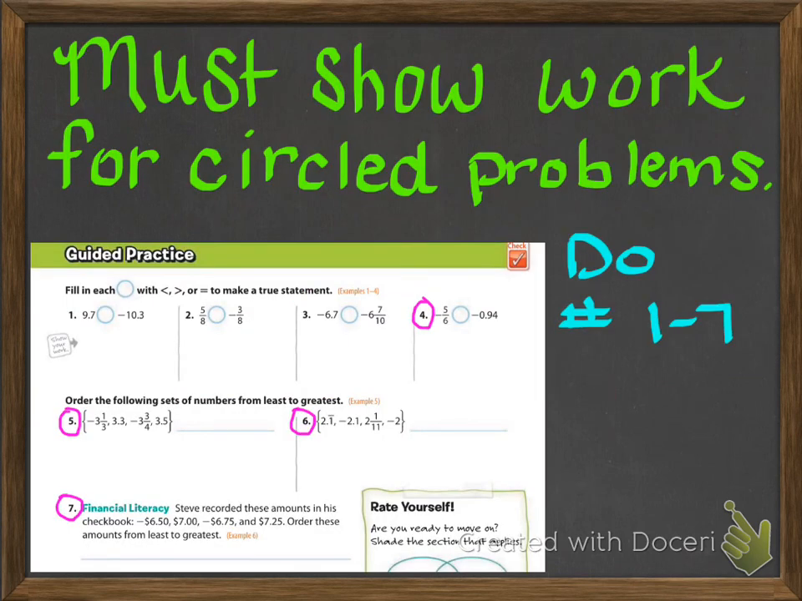So now you can see that I've asked you to do numbers 1 through 7, and I've said that you need to show me all of your work for problem numbers 4, 5, and 6. Now 1, 2, and 3, you can pretty much compare them just as they are. Even 3, though, you should convert this number right here. The 6 and 7/10 needs to be converted, but the rest of them you should be able to compare as is.